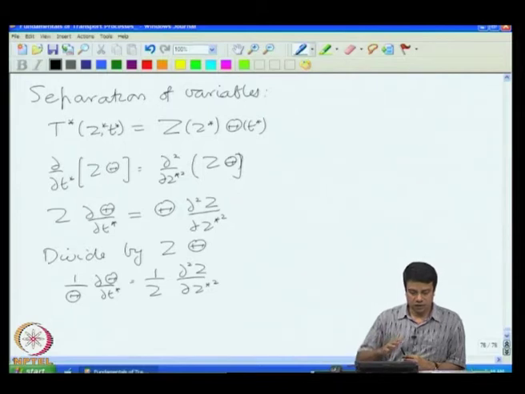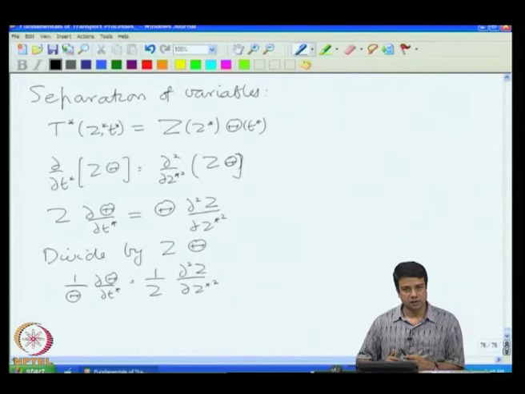I wrote the dependent variable t star as the product of two terms. One depends only upon z star, the other depends only upon t star. I inserted that into the equation, divided by z times theta, and I got an equation in which the left hand side depends only upon t star and the right hand side depends only upon z star. And because of that, both of these individually have to be equal to constants.